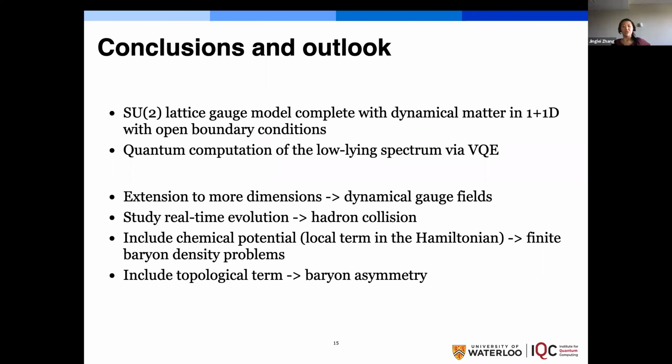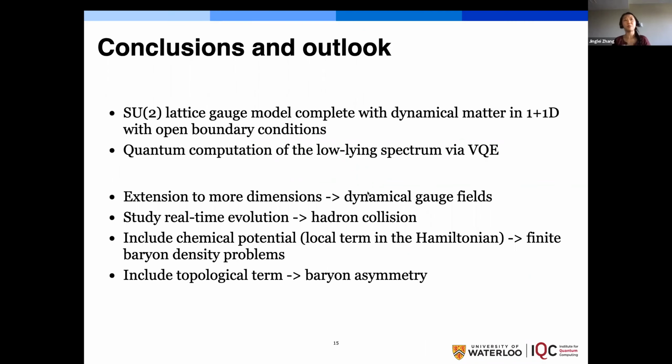Okay, so just quickly, the conclusion. What I have told you about in my talk was how it is possible to build an SU2 lattice gauge model, complete with dynamical matter in 1+1D with open boundary conditions, and how this model can be simulated. And I have shown you some actual quantum computation of the low-lying spectrum of this model via VQE. Future extensions are very exciting, right?